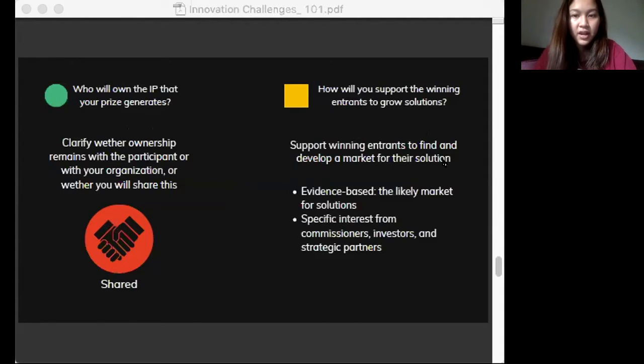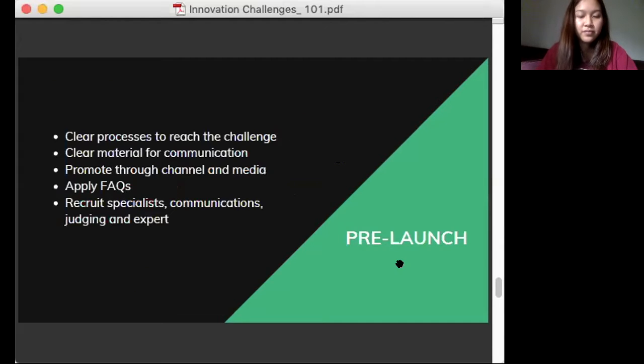And then after that, outline how you will support winning entrants to find and develop a market for their solution. Include any plans for building market testing or brokerage opportunities into the program. They should be informed by the evidence you have gathered about the likely market for solutions and also specific interests from commissioners, investors, and strategic partners.